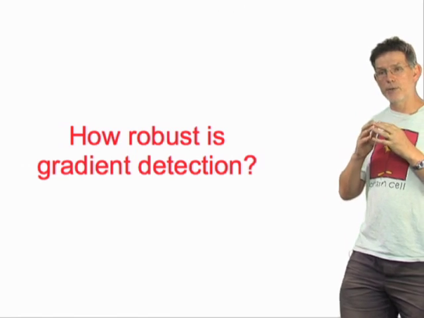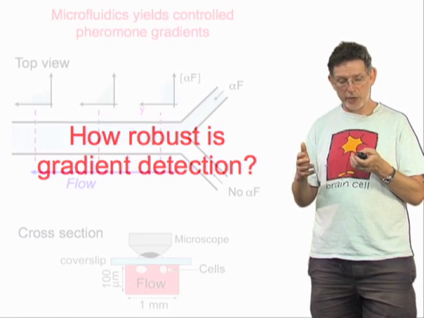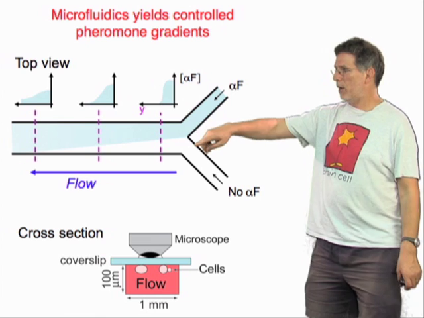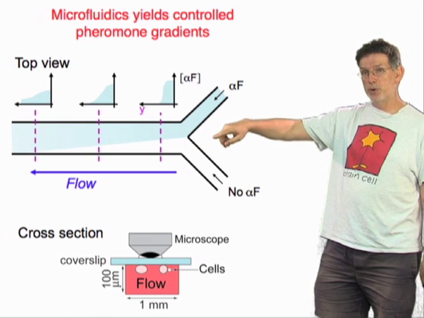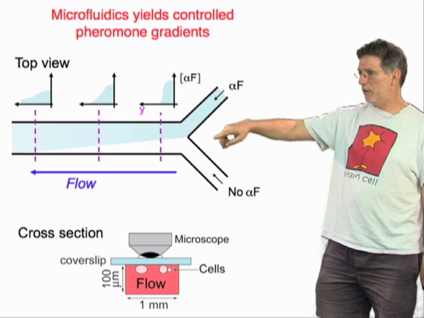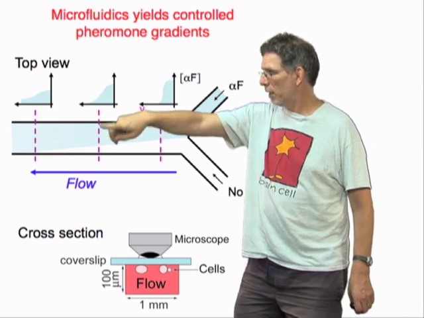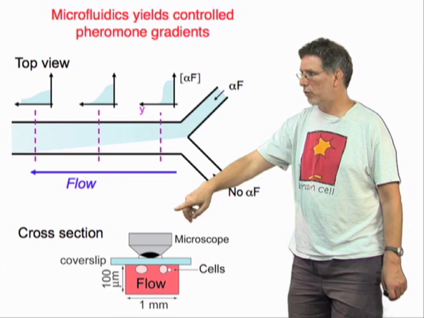So what we need to ask now is how robustly can the cells detect gradients? And so here's how we do that. We use a device, a microfluidic device. We basically build a little torture chamber to put yeast in, and we watch how they behave. So there's a top view here, and there's a cross section here. I'll talk about the top view here.